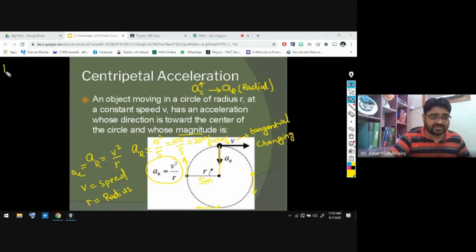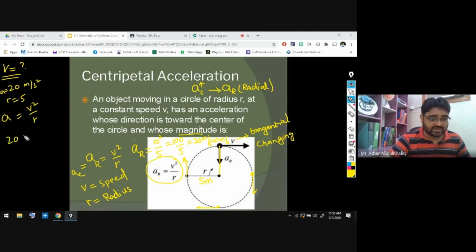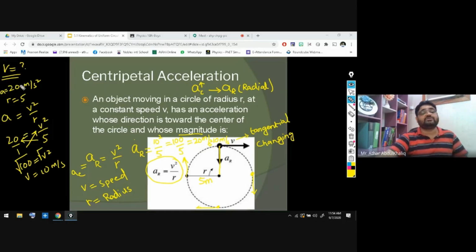If the question is to find the speed, and they gave us the acceleration as 20 meters per square second and the radius as 5, you will use the same relation: a equals v squared over r. Just substitute the values: a is 20, v squared as it is, r is 5. Now this is 20 over 1, so you use cross multiplication. 5 times 20 is equal to 100, which is v squared. Take the square root on both sides, so v is equal to 10 meters per second.